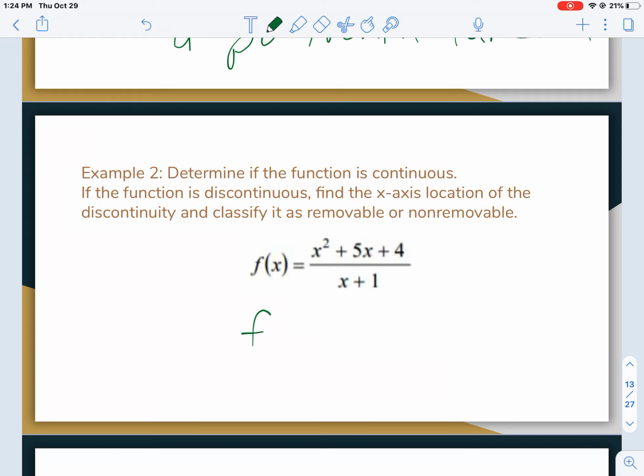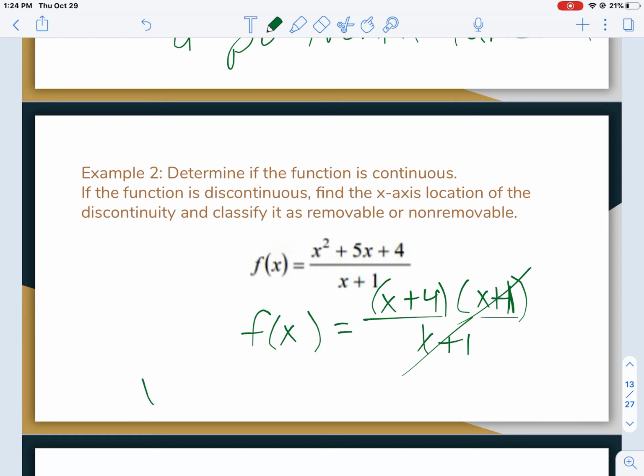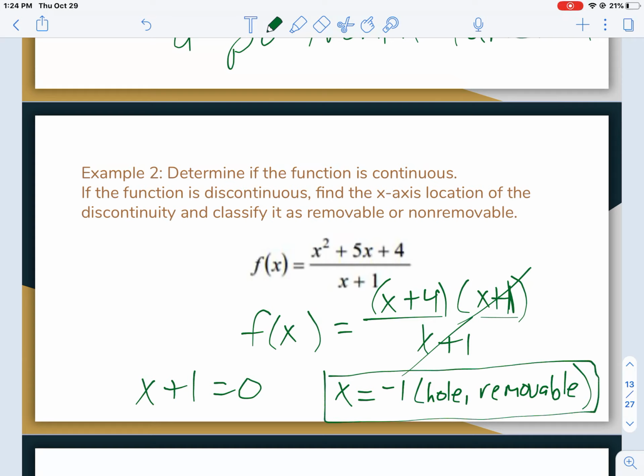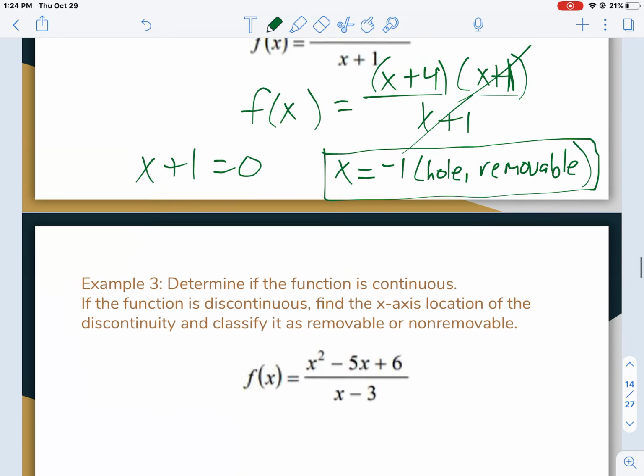Next one, we want to look, and there looks like there can be some factoring involved. So, if I factor the top, and I factor the bottom, x plus 1, I set that equal to 0, and I get x equals negative 1, a hole, and this is removable. Okay? So I have a removable discontinuity, okay, at x equals negative 1, which is really just a hole.